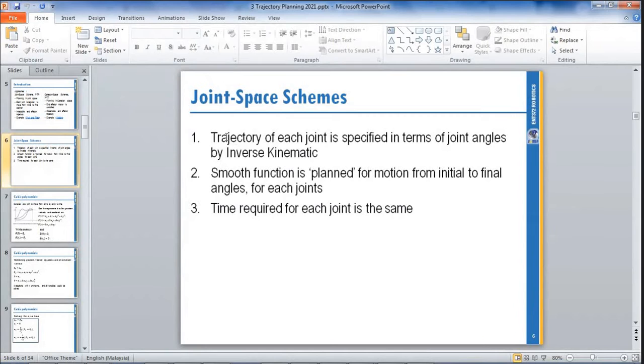In joint space scheme, the trajectory of each joint is specified in terms of joint angle by inverse kinematics. Then a smooth function is planned for motion from initial to final angle for each joint. The time required for each joint is the same.